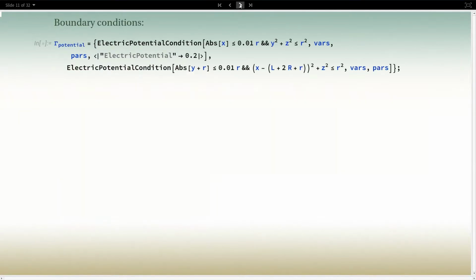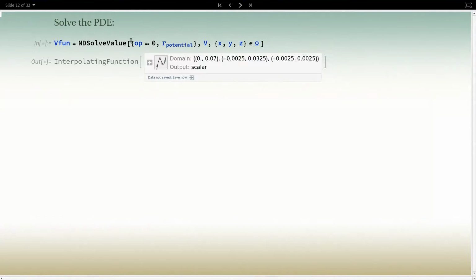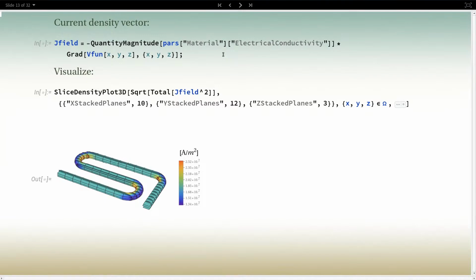Then we'll specify boundary conditions. We have an electrical potential condition at one end of the wire, and there we specify that the electrical potential is 0.2 volts. And we have a second electrical potential condition at the other end of the wire where we don't specify an electric potential, and that means it defaults to 0. So there's a 0 electric potential at that end of the wire. You then call DSolveValue on this operator, set it to 0, specify the boundary conditions, dependent variables, and {X, Y, Z} element of Omega, which returns an interpolating function. So that's the same as usual.